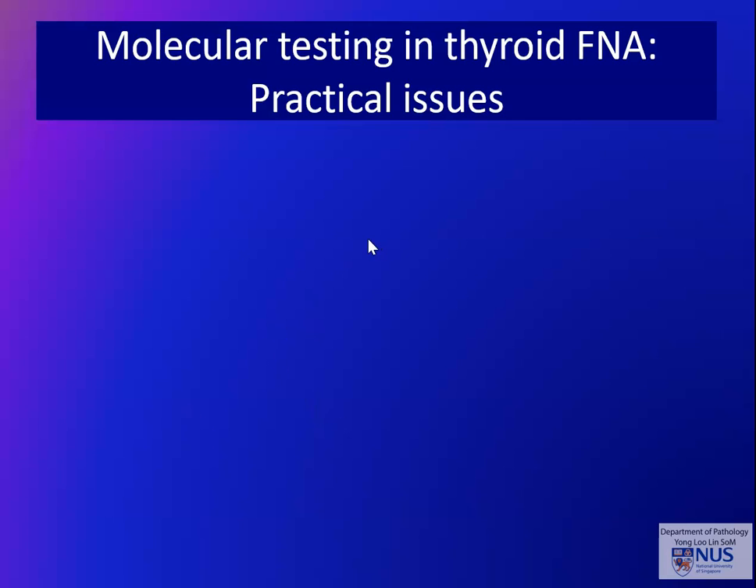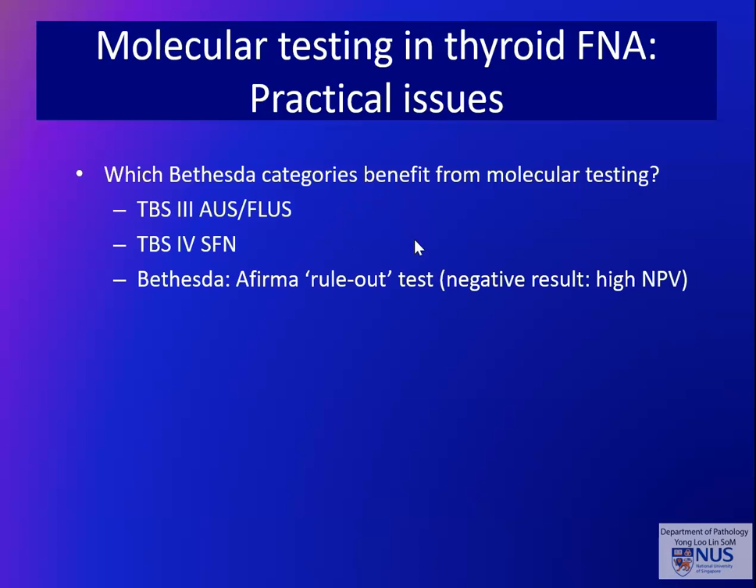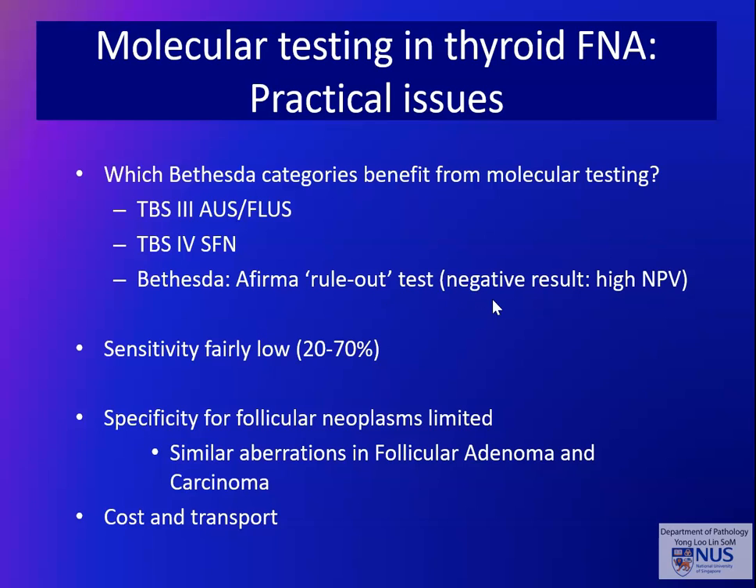In terms of molecular testing, as I mentioned earlier on in the previous table, which Bethesda categories actually benefit from molecular testing? Generally, the categories of AUS/FLUS or suspicious for follicular neoplasm. In the Bethesda system, the Afirma rule-out test is mentioned. This is a gene expression classifier, and it's useful because it has a high negative predictive value if the result is negative. However, if the result is positive, it may not be so specifically predictive for cancer. The usefulness of this test then is to know which cases can be followed up non-surgically with a negative result.